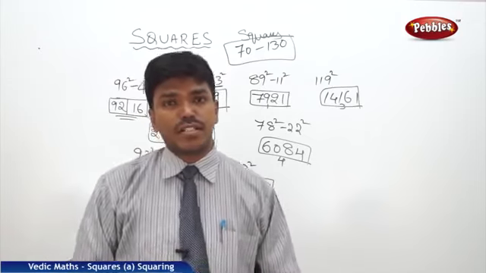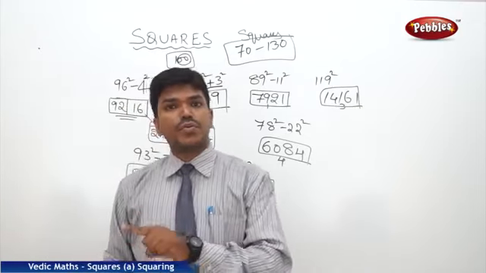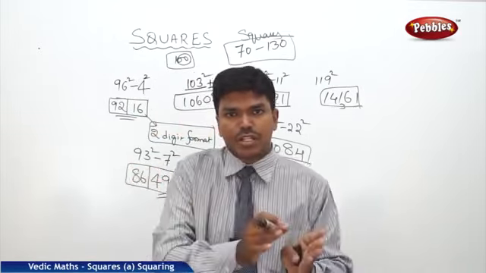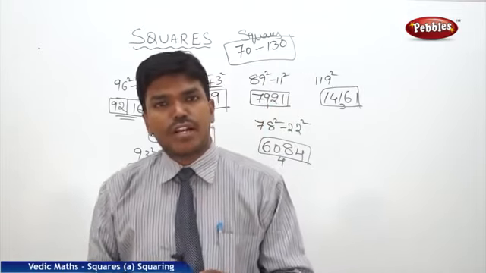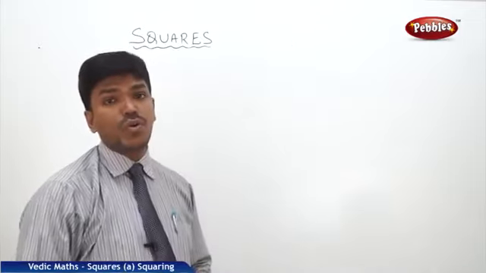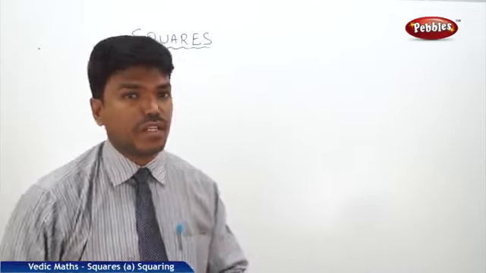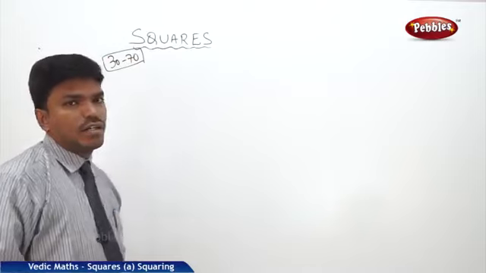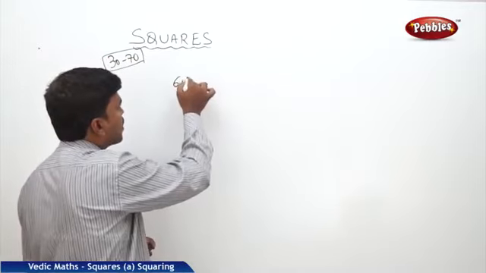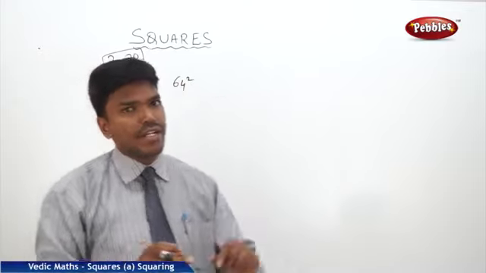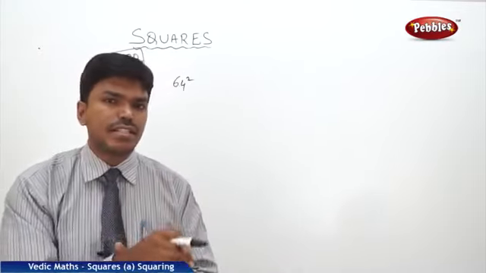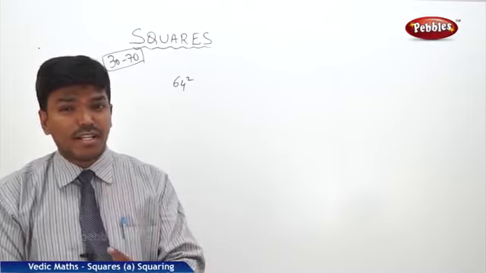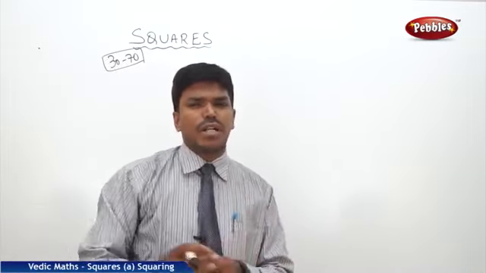Now we will discuss the squares from 30 to 70. What we discussed now was only from 70 to 130, right? Now we will discuss how to calculate the squares from 30 to 70. See here, from 30 to 70. Let us take some number, 64 square. If you compare 64 with the base 100, how much less is it? 36. Yes or no? But I don't know 36 square. What I said, we have to know only until 30 squares. Okay, but I don't know 36 square.